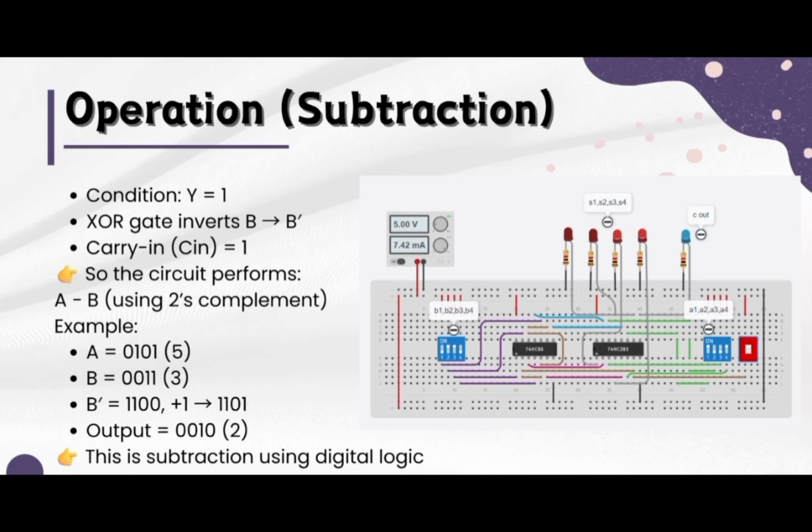For example, A is equal to 0101, which is 5, and B is equal to 0011, which is 3. First, B becomes inverted. B bar is equal to 1100. Then we add 1 to it, like 1100 plus 1 is equal to 1101. Now adding with A, the result or output is 0010, which is 2. This is how subtraction is implemented using logic gates.